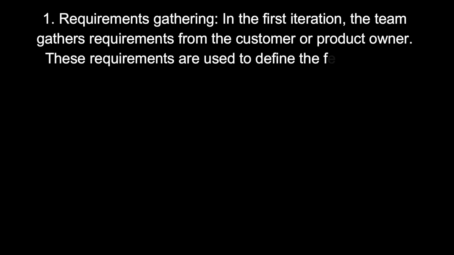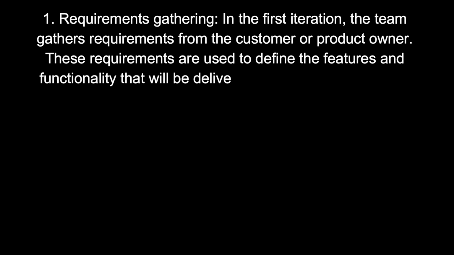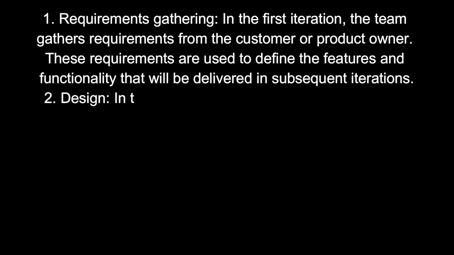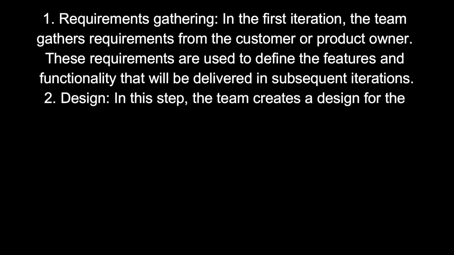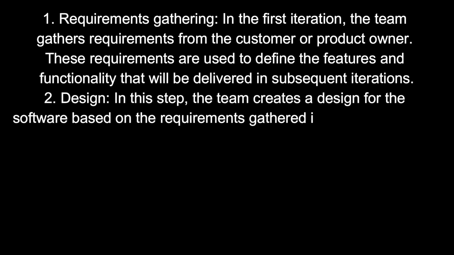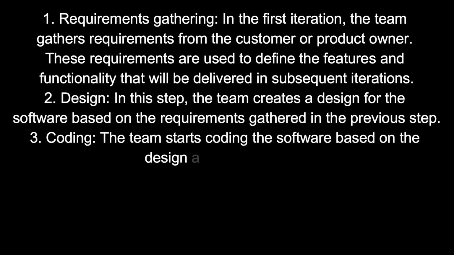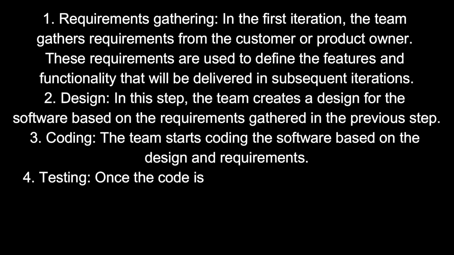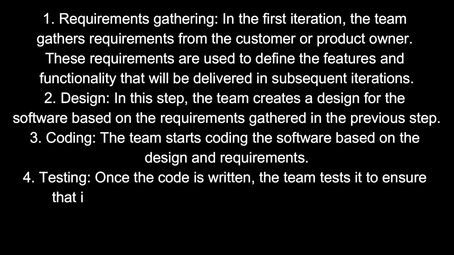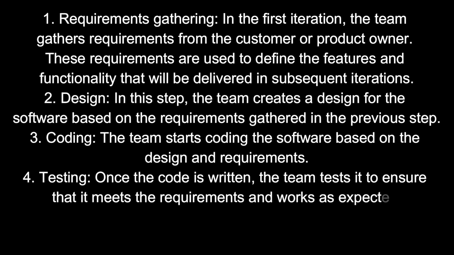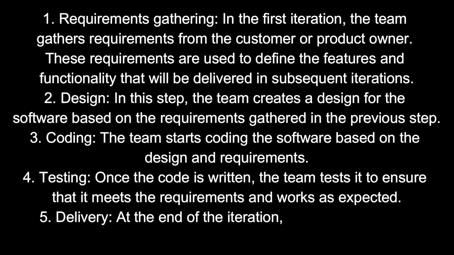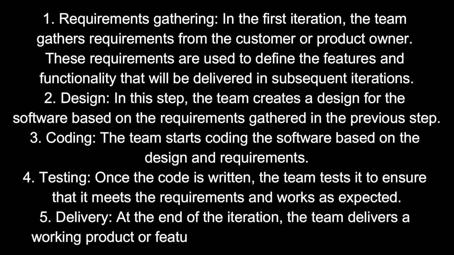1. Requirements gathering. In the first iteration, the team gathers requirements from the customer or product owner. These requirements are used to define the features and functionality that will be delivered in subsequent iterations. 2. Design. In this step, the team creates a design for the software based on the requirements gathered in the previous step. 3. Coding. The team starts coding the software based on the design and requirements. 4. Testing. Once the code is written, the team tests it to ensure that it meets the requirements and works as expected. 5. Delivery. At the end of the iteration, the team delivers a working product or feature to the customer or product owner.